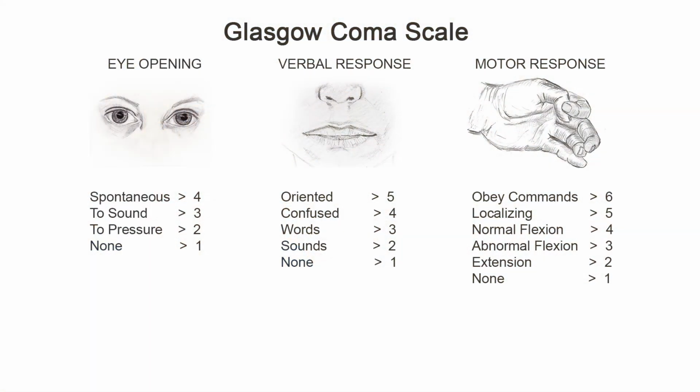The Glasgow Coma scale is an objective way to record the conscious state of a patient, examining eye, verbal, and motor responses. The lowest possible score is 3, indicating deep coma or death, while the highest score is 15, a fully awake person.